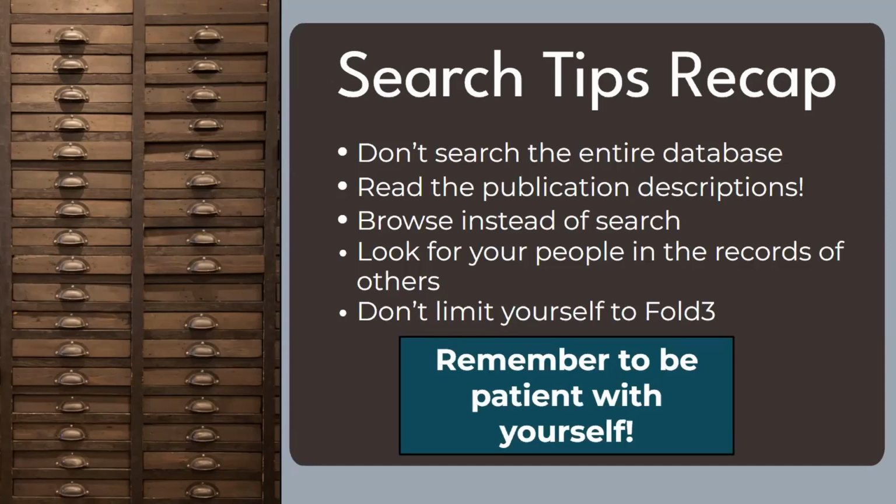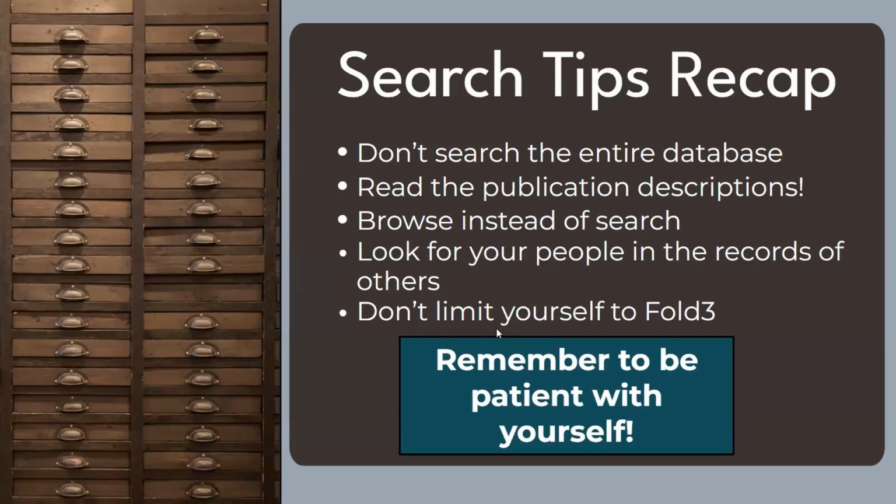So some search tips, recap. Don't search the entire database. Read the publication descriptions, right? You want to do that. Look for your people in the records of other people, right? I mentioned those affidavits that you'll see in certain types of records like Southern Claims and in pension applications. You want to see if you can find them in somebody else's records if you can't find them in their own, right? So be open to searching through all of it.